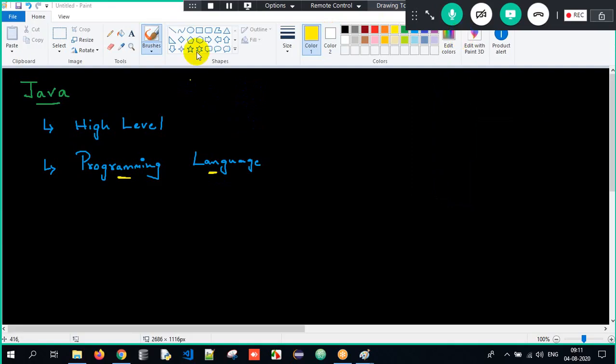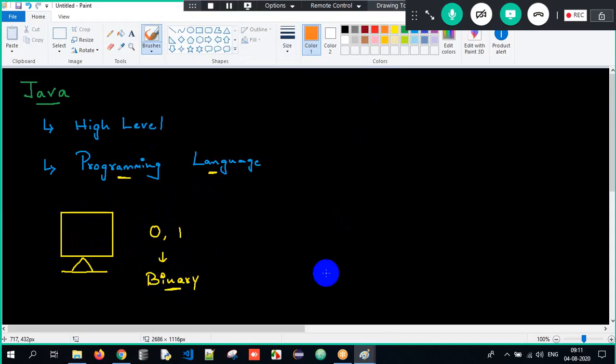Then what is high level, sir? I will tell you. We have a system, say a laptop, and we all know that a laptop or any operating system will understand only zeros and ones. It will understand only binary language. What is binary language? That is zeros and ones. Will I write my program in zeros and ones, like 0 1 0 1 0 1? No. Long back, yes.